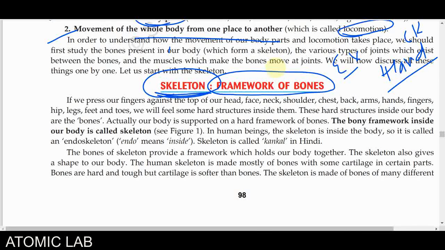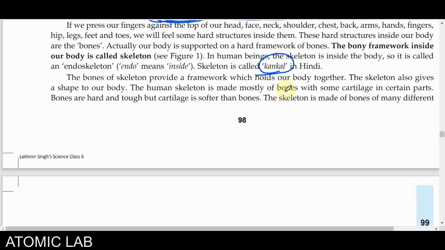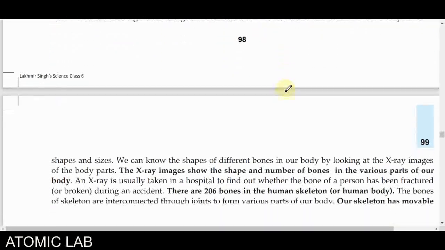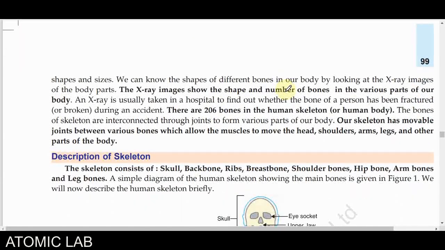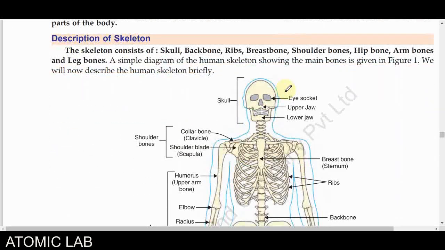It is also known as कंकाल in Hindi. कंकाल बोलेंगे हम हिंदी के अंदर. And you have to remember it is the internal bony structure of human beings. Now we will take a short description of the skeleton. Firstly, we will try to classify our skeleton into a few parts.